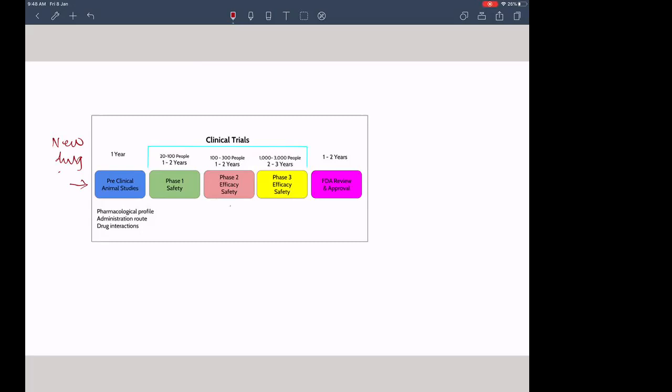Then later, phase 3 tests efficacy and safety on a much larger population. Before approval, in the US there is the FDA, and in fact everybody all over the world follows the FDA ruling for certain drugs. In Pakistan, the drug regulatory authority is also there. So this is a time-consuming thing.